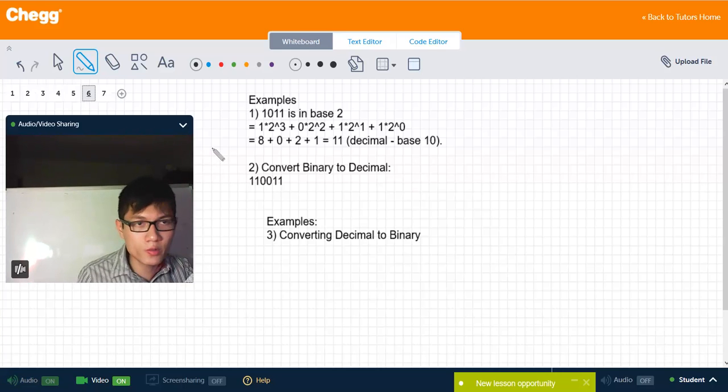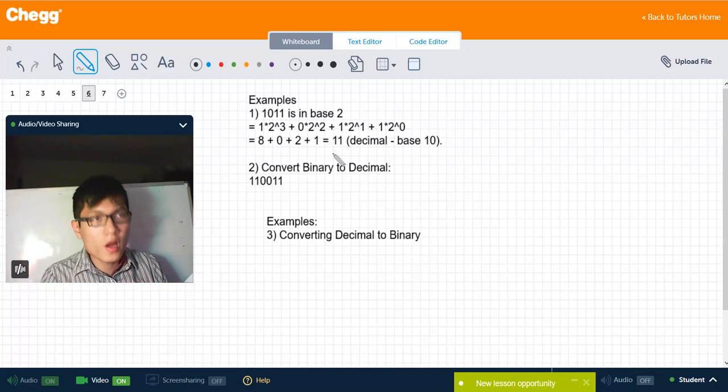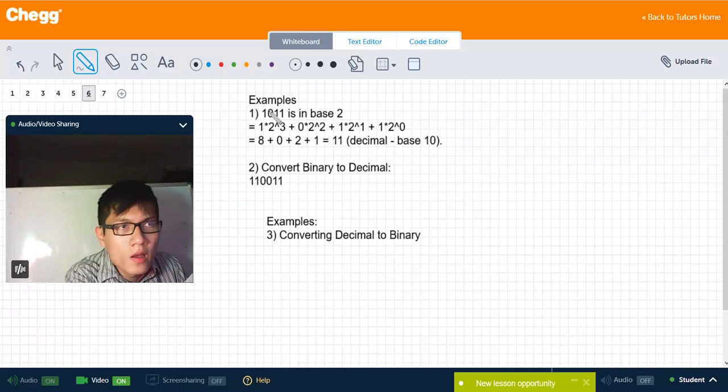Now we need to have some example to understand more how the base 10 and base 2 are related to each other. Example number 1. For example, you have 1, 0, 1, 1 in base 2, and you want to know what is this numeric value in our usual base 10. So here's the method to convert that base 2 into base 10.